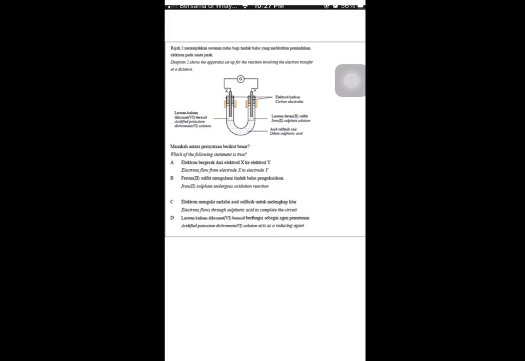For question number 2, diagram 2 shows the apparatus set up for the reaction involving the electron transfer at a distance. Which of the following statements is true? To answer this question, we must first identify which solution is an oxidizing agent or reducing agent. By this, we can determine which electrode undergoes oxidation and which electrode undergoes reduction. As we all know, acidified potassium dichromate solution is an oxidizing agent. Thus, electrode X undergoes reduction, while iron(II) sulfate is a reducing agent, and so electrode Y will undergo oxidation.